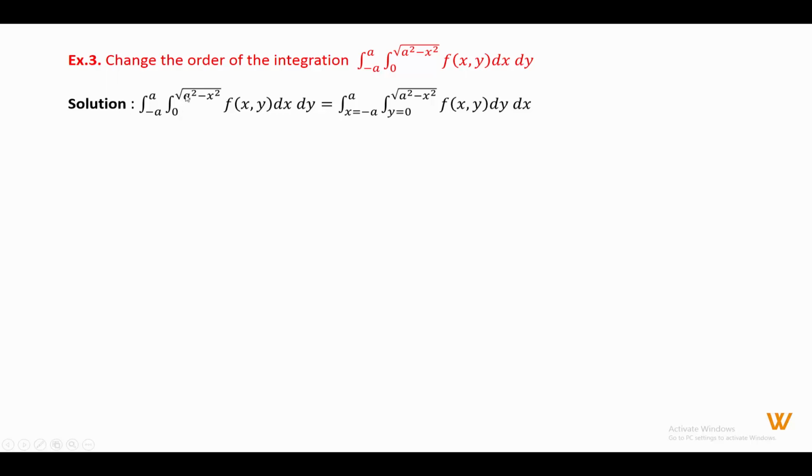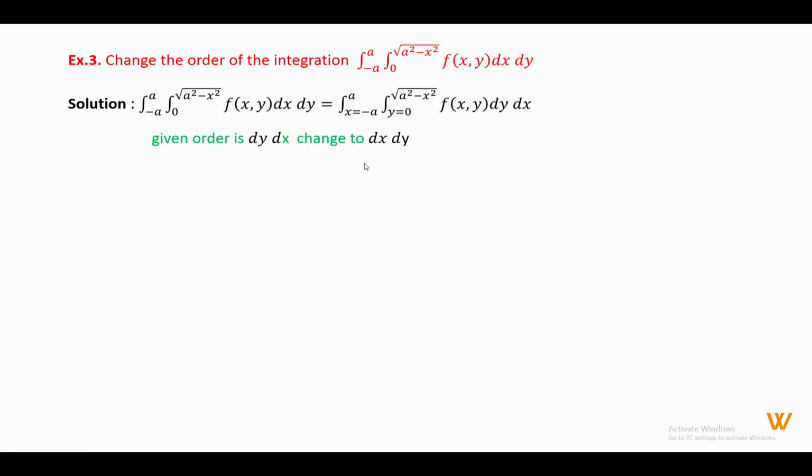Now in the second integration, the limit is in terms of x, so these are values of y. This is the value of y, so these are values of x. So it is equal to integration x varies from minus a to plus a, y varies from 0 to square root a square minus x square, f of xy dy dx. Means the order is dy dx. Given order is dy dx, change this order to dx dy.